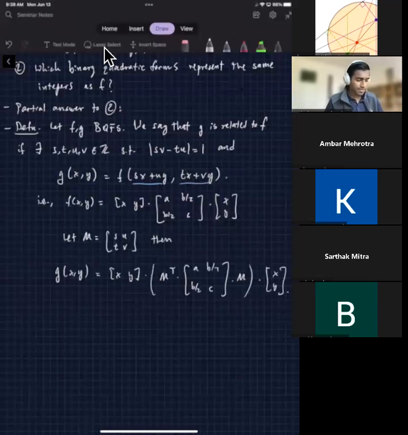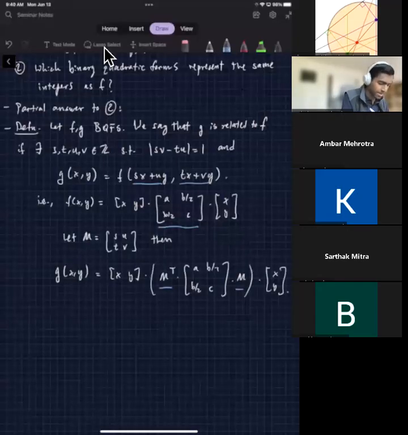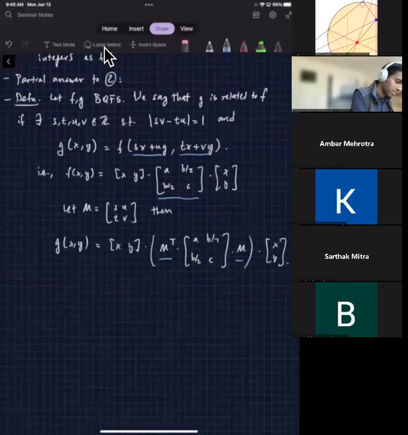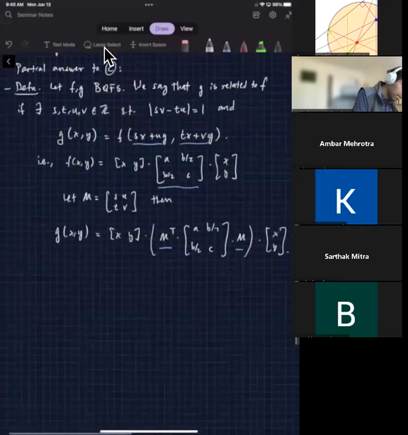So the effect of this matrix M is to take the matrix that defines the BQF F, and multiply it on the left by M transpose and on the right by M. That gives you the matrix corresponding to G. So that's the notion of G being related to F. Given that notion, we have the following little result.